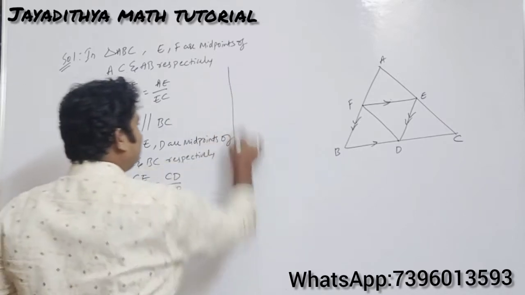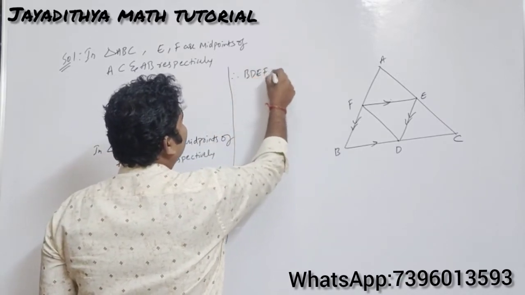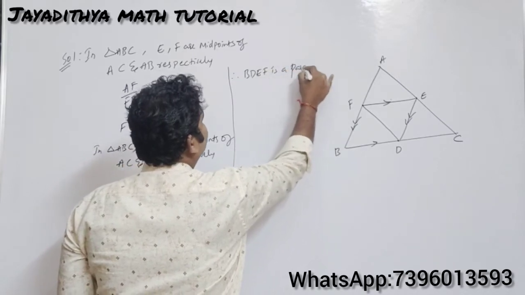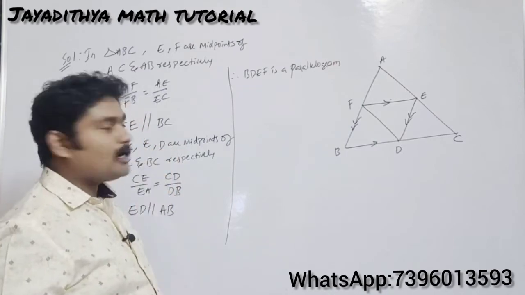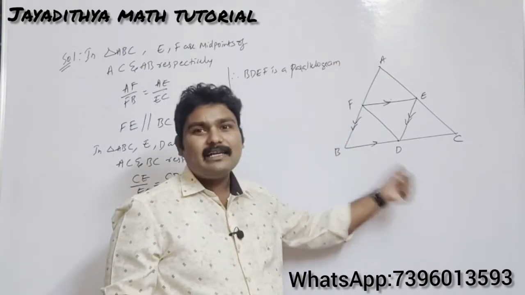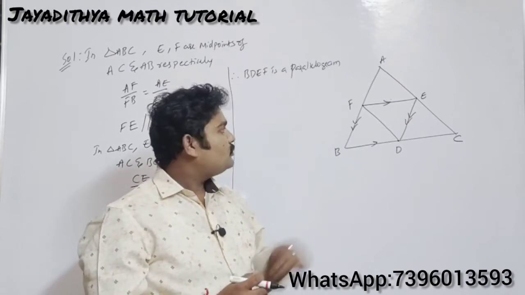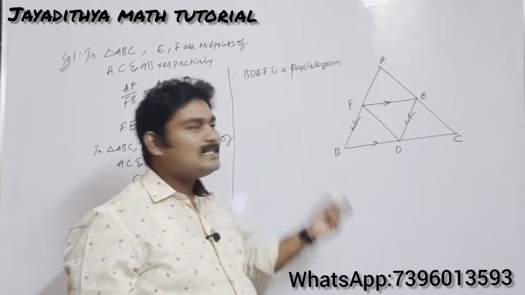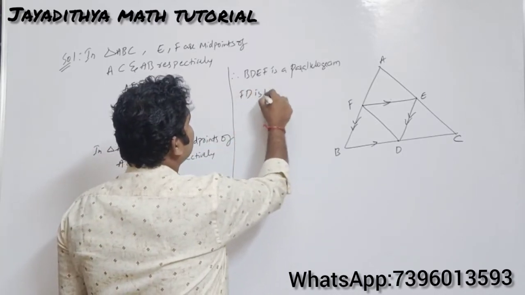So you write that statement here. Therefore what can you write here? BDEF is a parallelogram. Clear? BDEF will be a parallelogram. So in a parallelogram, diagonal divides the parallelogram into two congruent triangles. Everyone knows this statement. So you can use that statement, and you can easily say that. How you will be writing this one? FD is the diagonal.